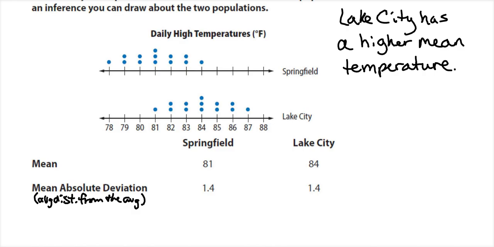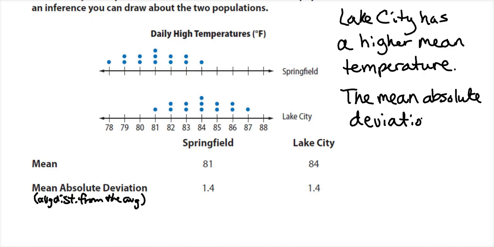Let's talk about the mean absolute deviation. They're the same again, so we'll just say that. The mean absolute deviations for both cities are exactly the same. Again, you can do two separate sentences or you can do one massive compound sentence. I don't care which way you do it. It makes no difference to me. Let's take a look then at the next one.